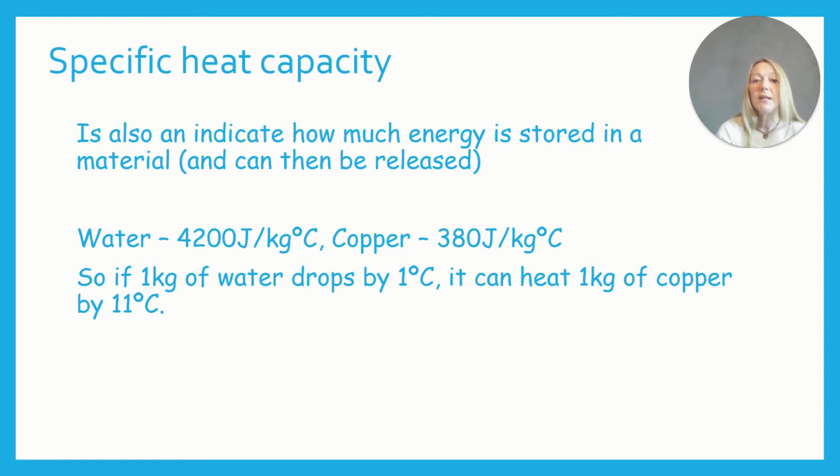Specific heat capacity can also be an indication of how much energy is stored in a particular material. As we said, water has a very high specific heat capacity, and that stores 4,200 joules per kilogram degree. Copper, on the other hand, has a very low specific heat capacity of 380 joules per kilogram degree. So basically that means if 1 kilogram of water drops by 1 degree, it would heat up 1 kilogram of copper by 11 degrees, and that's the difference in the amount of energy that each of those materials can store.